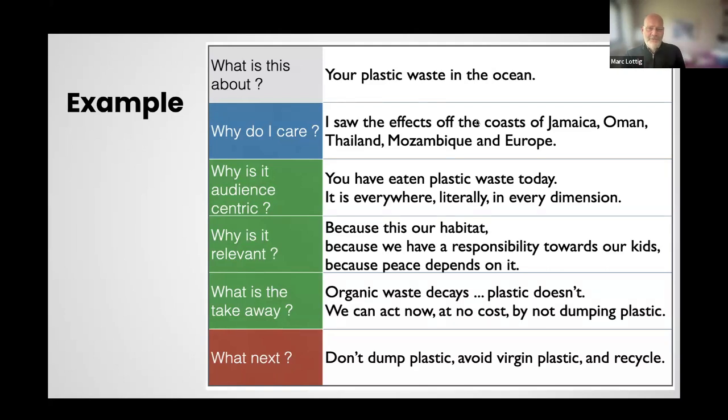So what's the takeaway to the future? Where does this lead us? The question about our plastic waste in the ocean? Well, very simple. Simply don't dump plastic. If you can avoid virgin plastic, that's very difficult often. You can recycle, but whatever you do, do not dump plastic.